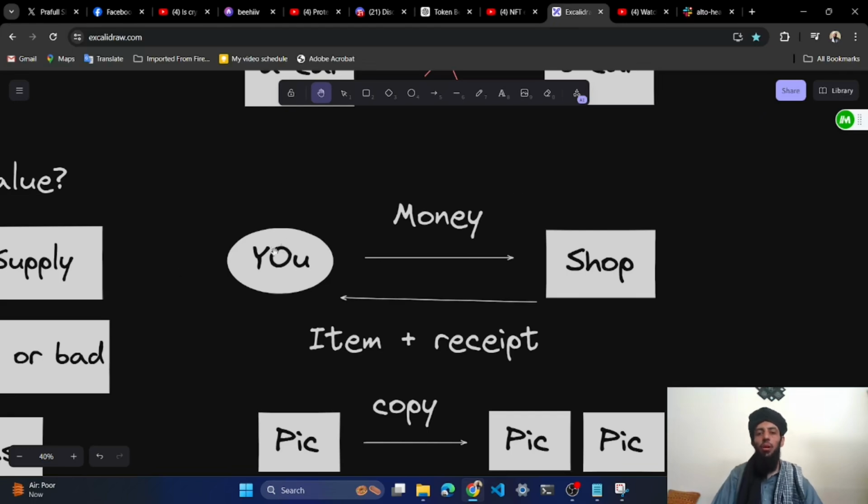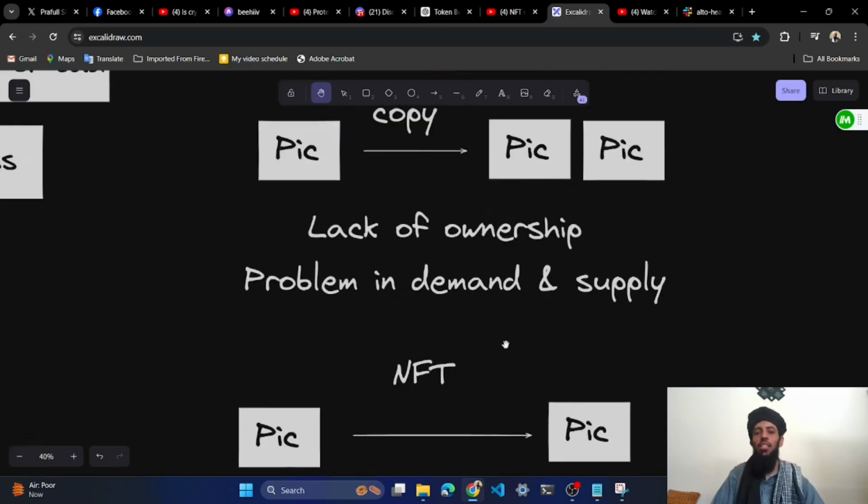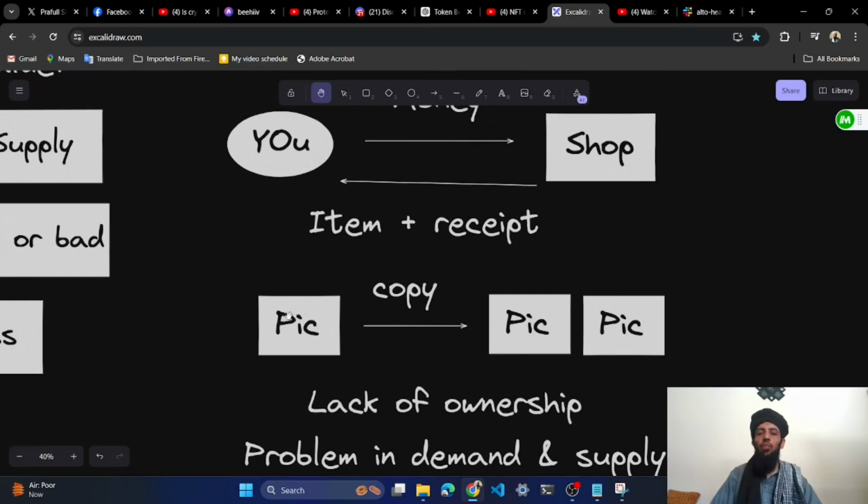So it will give you the money, it will give you the receipt, plus it will give you the product. So based on that receipt, you can claim that this is my own product because you have bought it, right? And a similar case in the online world, let's say if I give you the picture, then that picture can be copied, right?